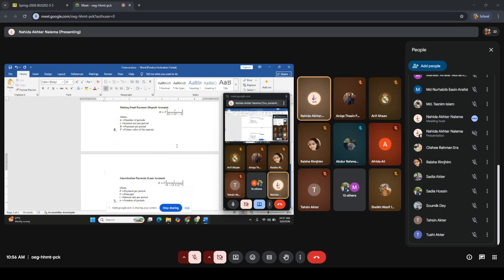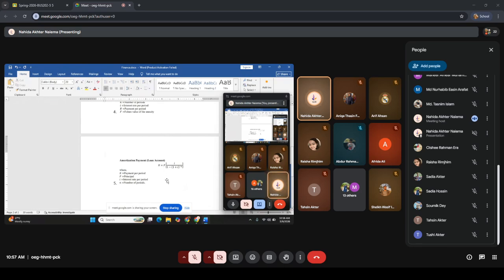These are both annuities. Does anyone know what annuity means? No, miss. Annuity means payments that are made in regular intervals. So I regularly make a payment or receive a payment. The deposit is, suppose, a DPS: I make a monthly deposit in the DPS, right? Suppose 5,000 or 10,000, and at the end of 5 years or 10 years you get a certain amount, right? So that is a deposit account, okay? And amortization is a loan account.